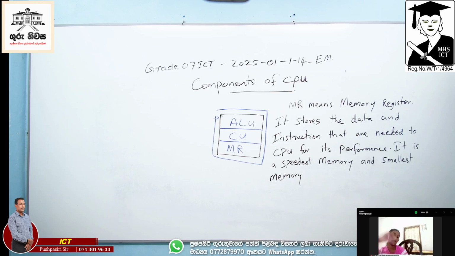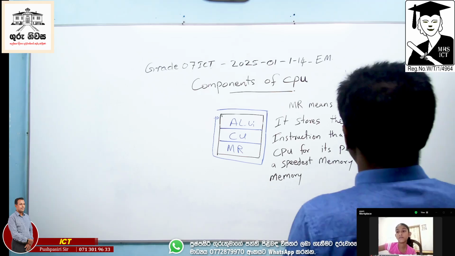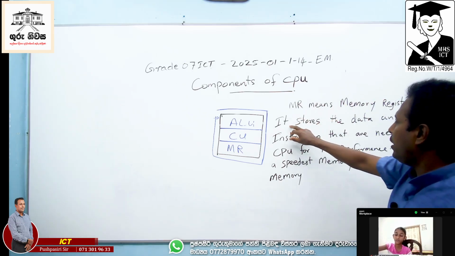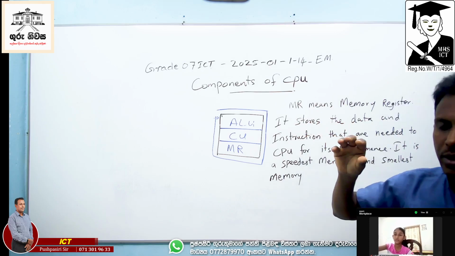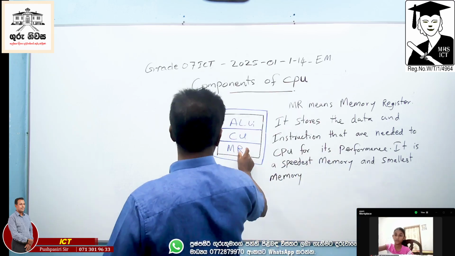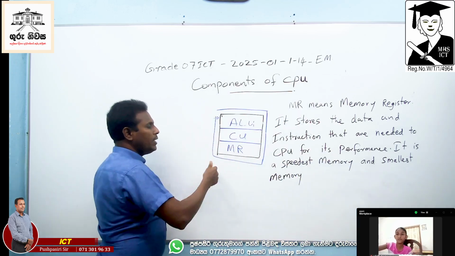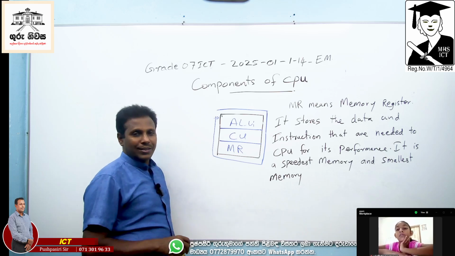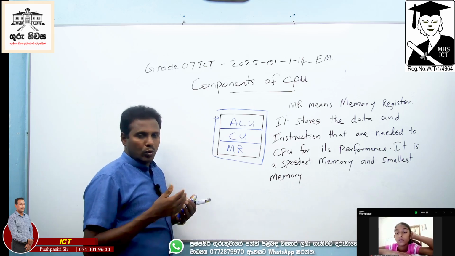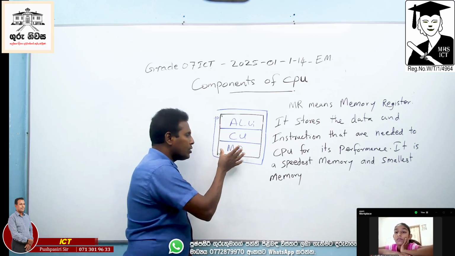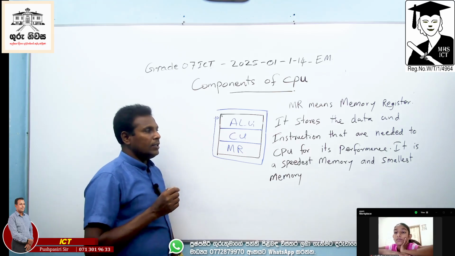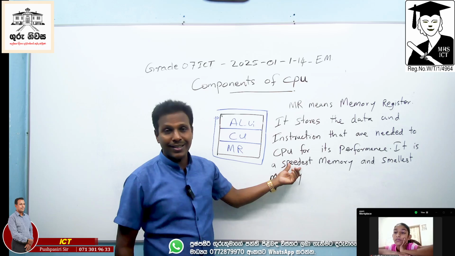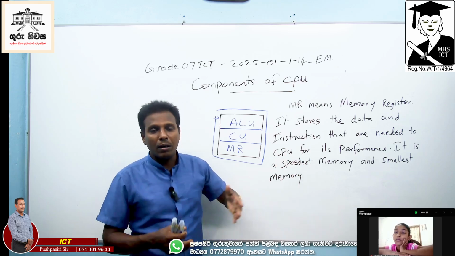හරිද පුතේ? So I want to discuss with you this one here. So you know what MR means, memory register. It stores the data and instructions. So in this part, what does it do? The CPU needs some memory. So that memory is used to store instructions and the data which the CPU needs to do that, right? So they are stored in this memory, and the other thing is it is the speediest, the fastest memory compared to the other memories.